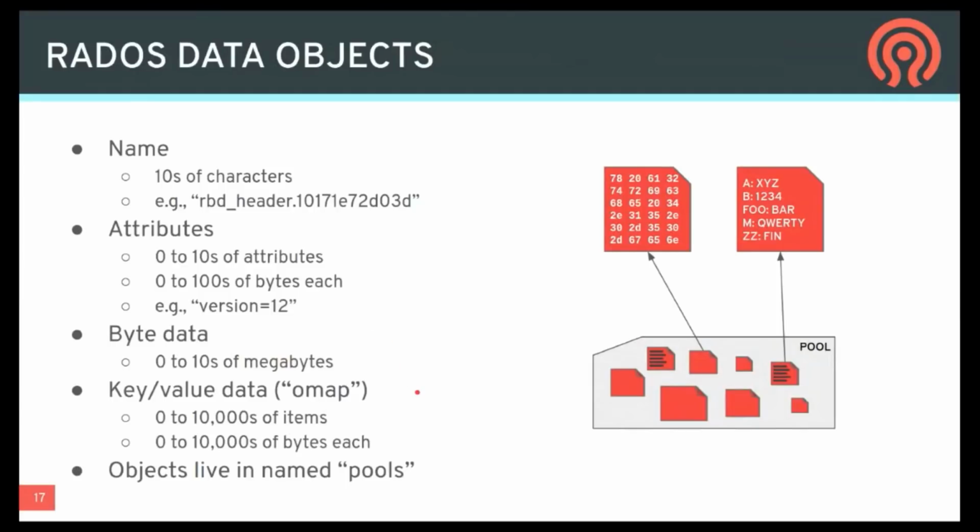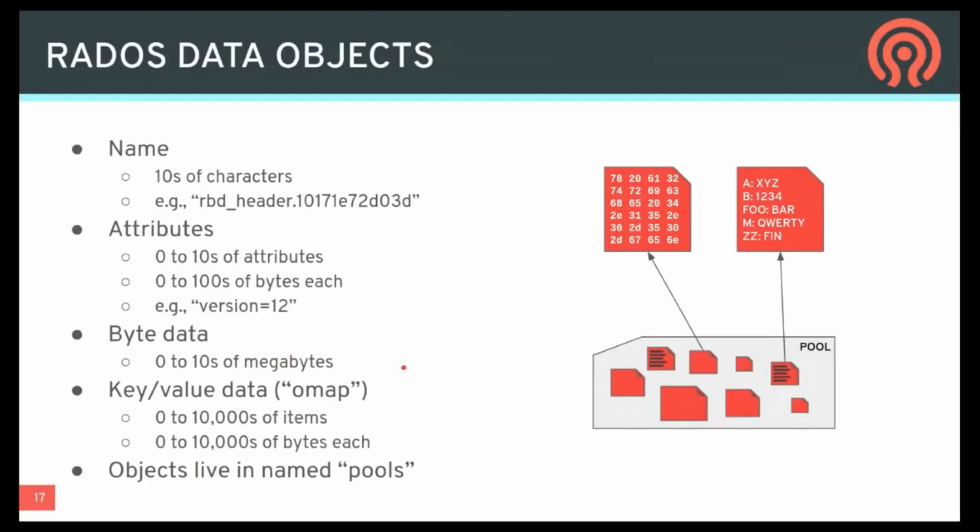RADOS also supports a type of object called OMAP objects that can store key value data instead of byte data. The idea there is that the content of the object is actually a map of some number of keys to some number of values, similar to a flat database, a NoSQL type lookup table. Any object in RADOS can contain either byte data or key value data, or actually both, although in practice it's usually one or the other.